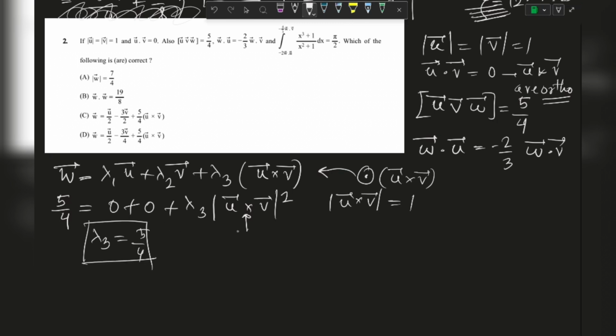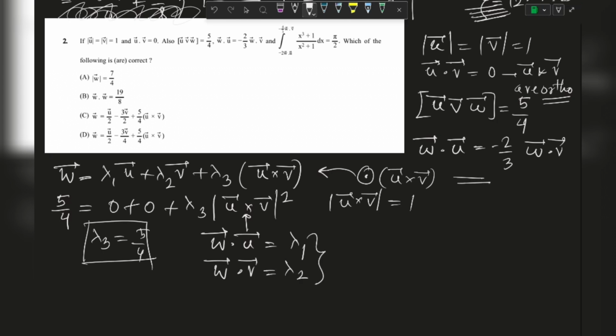We have no options. Now what I will do is, I will similarly take the dot products with u and with v. So if I take the dot product with u, w dot u will come out to be lambda 1 mod u squared, which is simply 1, plus lambda 2 times u dot v, which is 0, plus lambda 3 times u dot u cross v, which is again 0. So this is lambda 1. Similarly, if you do w dot v, you will get this to be lambda 2.